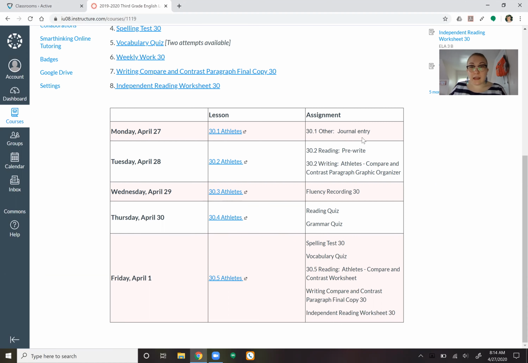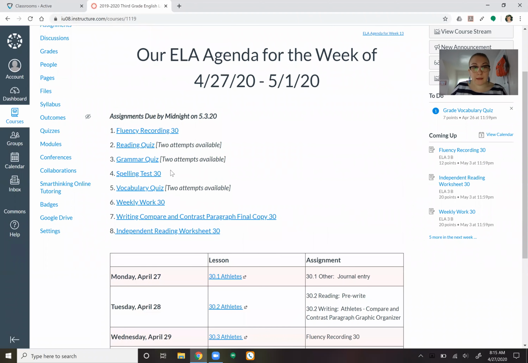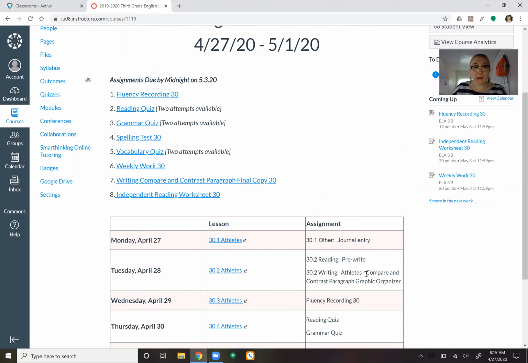Your assignment for today is a journal entry. Tomorrow is a pre-write and a graphic organizer. Wednesday, you're going to record and submit your fluency assignment. Thursday, you have a reading and a grammar quiz. Friday, you have a spelling test, a vocabulary quiz, a worksheet, a paragraph, and your independent reading. As always, you have 2 attempts available for your reading, grammar, and vocabulary quizzes.